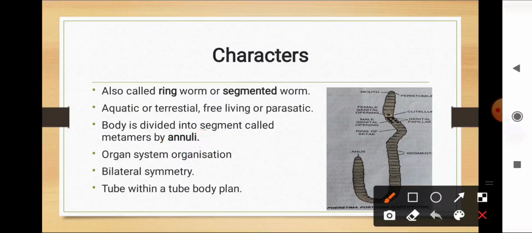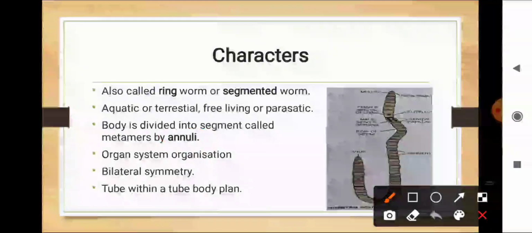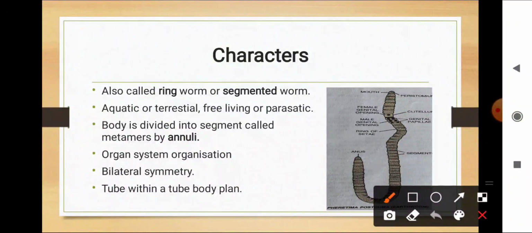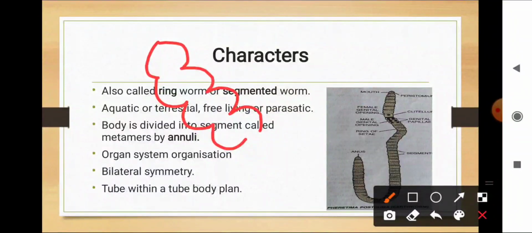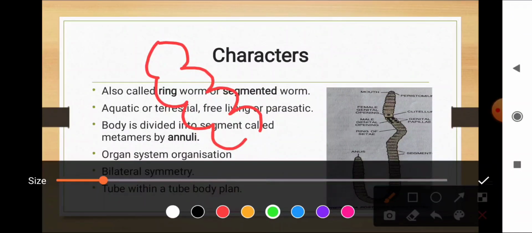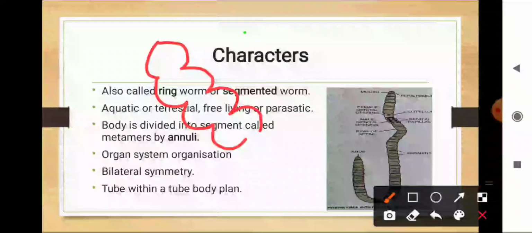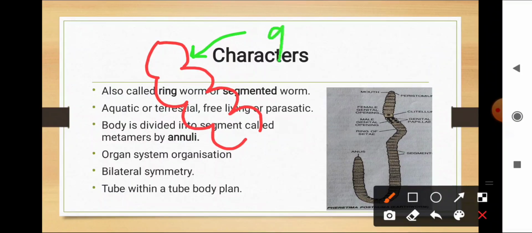How do annuli look? Let's see. If we look at the earthworm externally, then it looks like this. If it is a segment, there is a groove, another groove, another groove. Okay, this is how the groove is present. It is a little deep below. This is what a groove is. This under part is known as the groove. This deeper part, what will we call it? We will call it a groove.